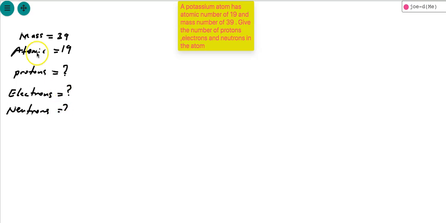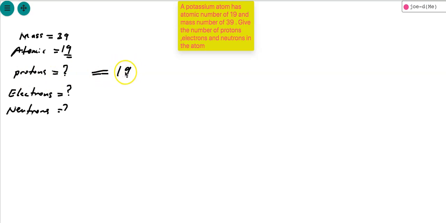So we know the mass number and we know the atomic number. Now, how do we get the number of protons? We know from our definition that the number of protons is the atomic number. And so straight away, we know that our atomic number is 19, and therefore the number of protons will be 19.